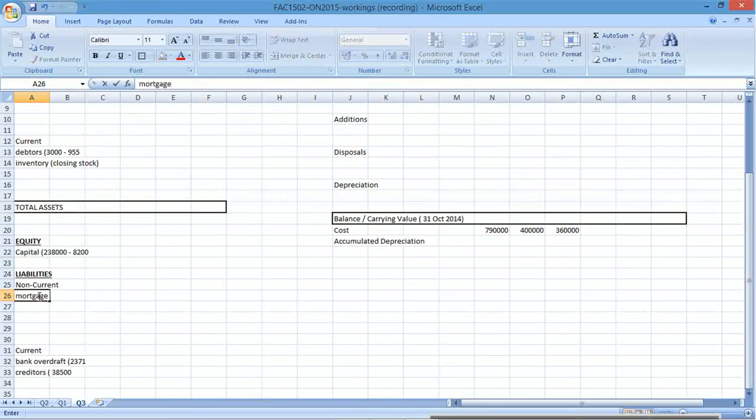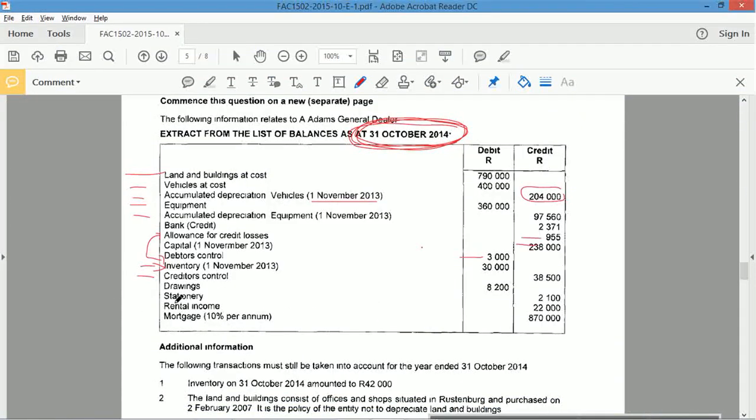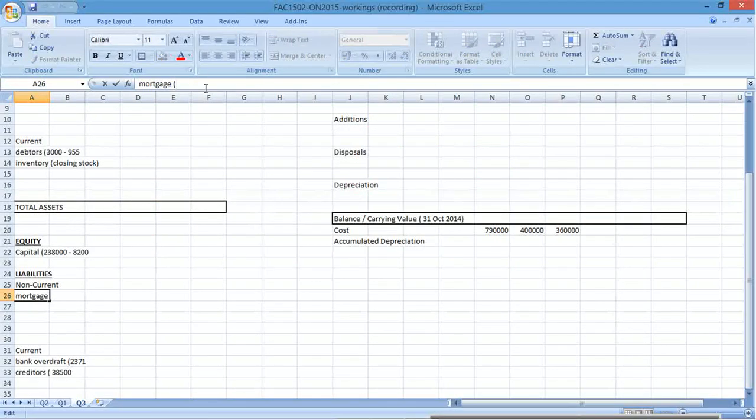I thought the stationery is not left. No, they didn't say stationery on hand, they just said stationery. Stationery on its own is an expense. 870,000.